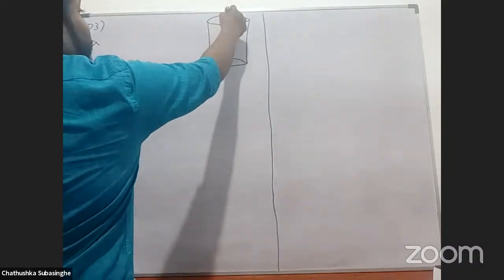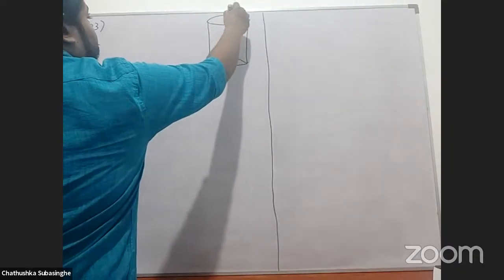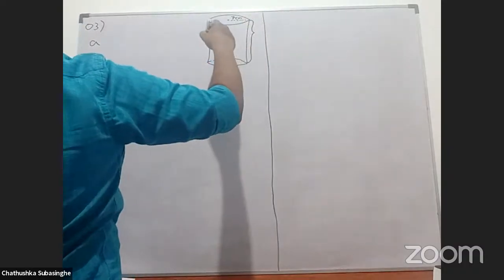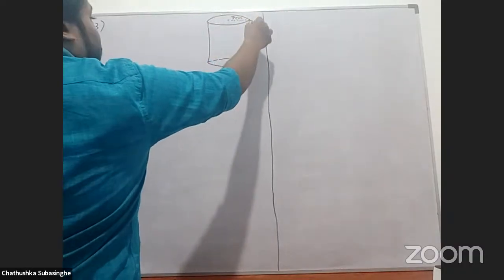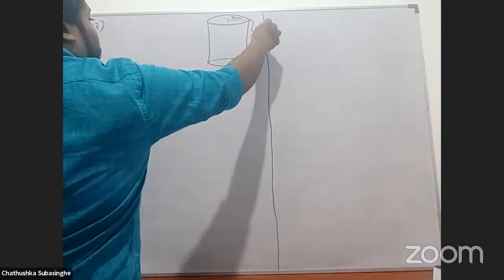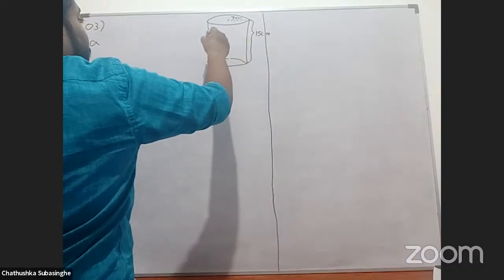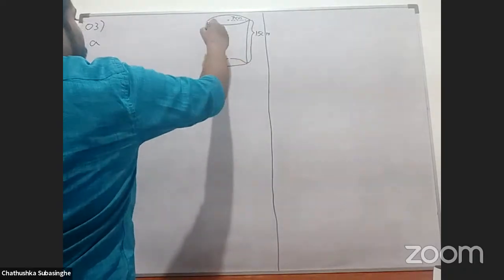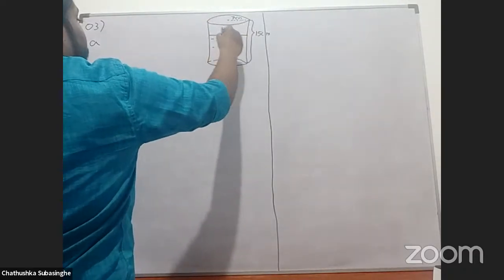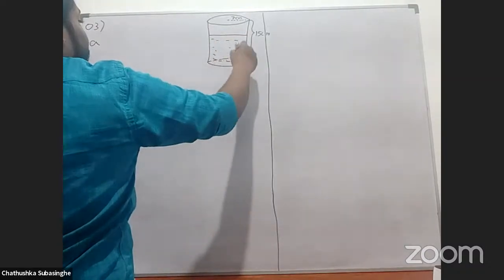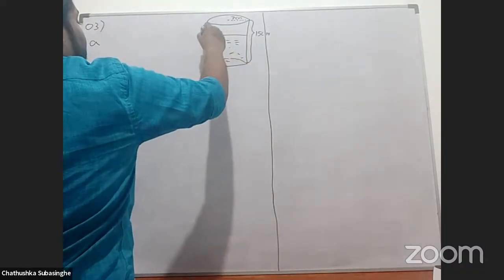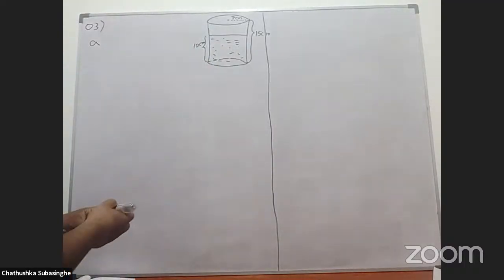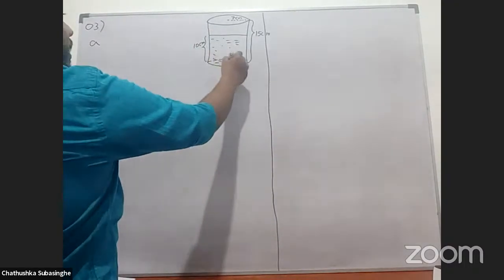The radius of this cylinder is 7 centimeters. And the height of this cylinder is 15. And the water has been filled up to 10. So we have water inside of this, and that is 10 centimeters. So I have represented all the data that is needed.